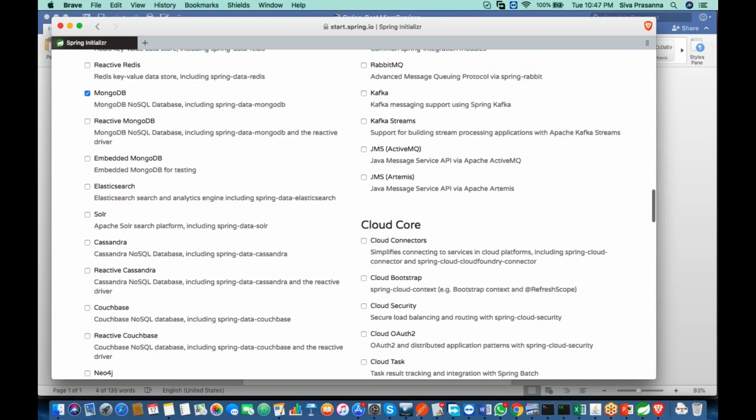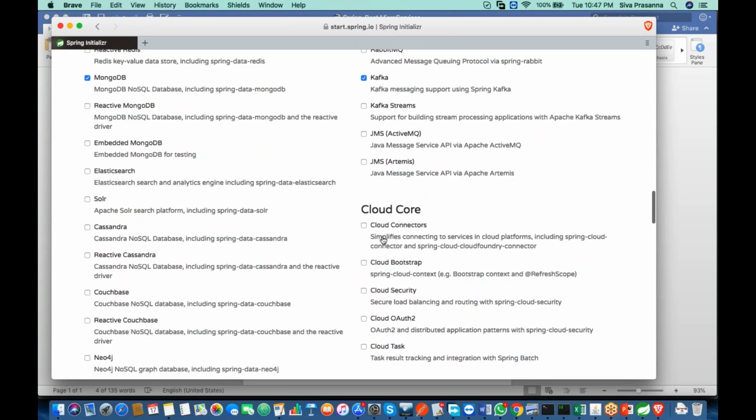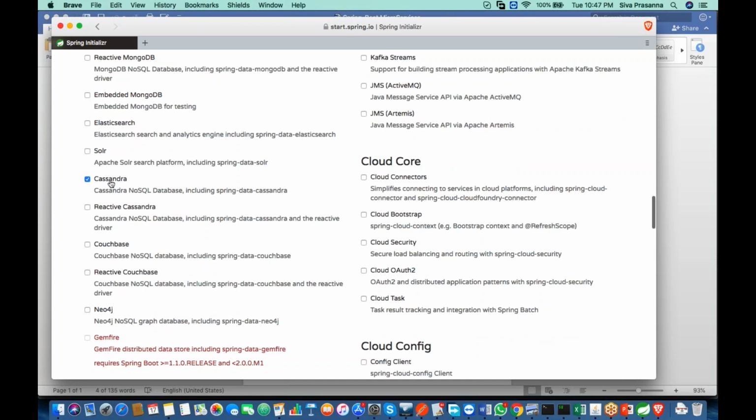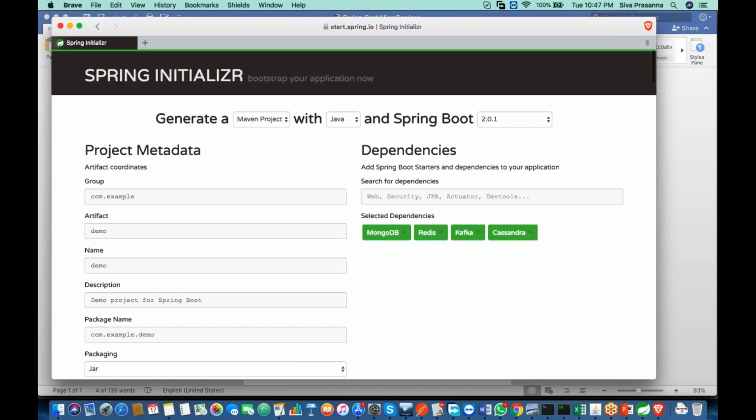And if you want to integrate with Kafka, you can integrate with Kafka. If you want to integrate with Cassandra, you can integrate with Cassandra. So it's just click, click, click, and you will be able to proceed very quickly with Spring Boot. That is the reason why many companies are going in this direction.